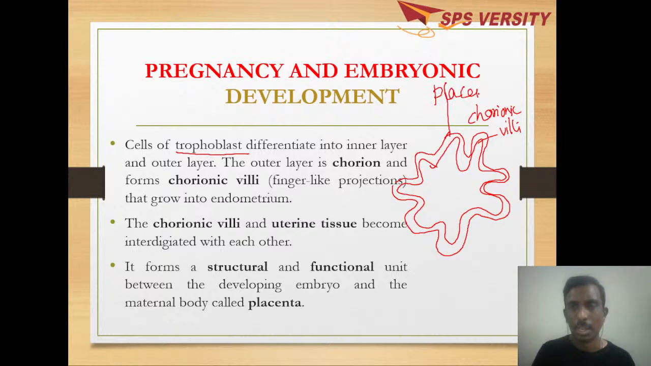That is what we are seeing. The placenta is a combination of the chorionic villi and the tissue of the endometrium, that is the uterus as well. So this placenta forms the structural and functional unit between the developing embryo and the mother. The maternal body means the mother.